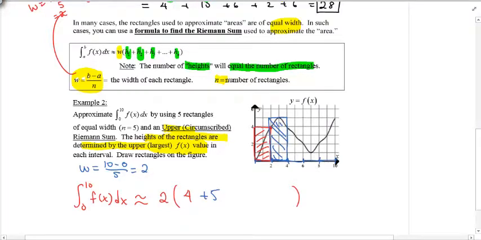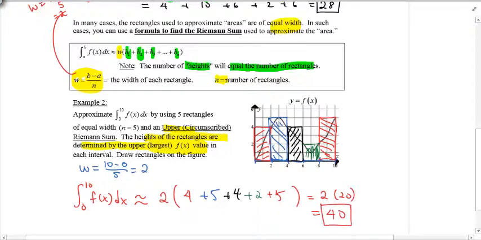For number 3, the highest y value between 4 and 6 occurs when the x value is at 4, which just means that the y value is also 4. And then between 6 and 8, the highest y value seems to be 2 throughout this interval. And then finally, between 8 and 10, the highest y value is 5. You can tell that this is totally going to be an overestimate, but still, it is an estimate or approximation. 4 plus 5 is 9, plus 4 is 13, plus 2 is 15, plus 5 is 20. This is 2 times 20, or 40. Okay? Same question, different way of approximating, totally different answer.